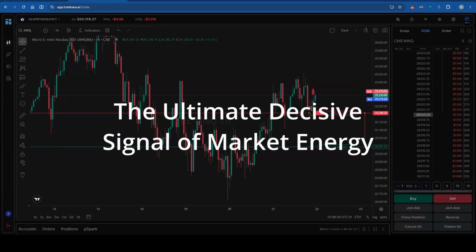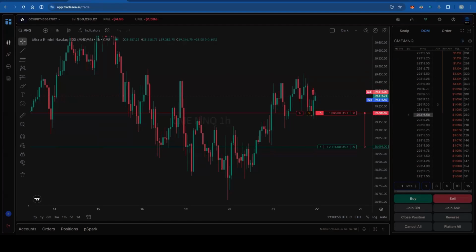Reason 1, the ultimate decisive signal of market energy, a trend characteristic that extends violently in one direction. The first reason to choose this strategy is that it allows you to exploit a very natural trend characteristic of the market. Once a clear direction is established, the price tends to extend violently and rapidly in that direction.